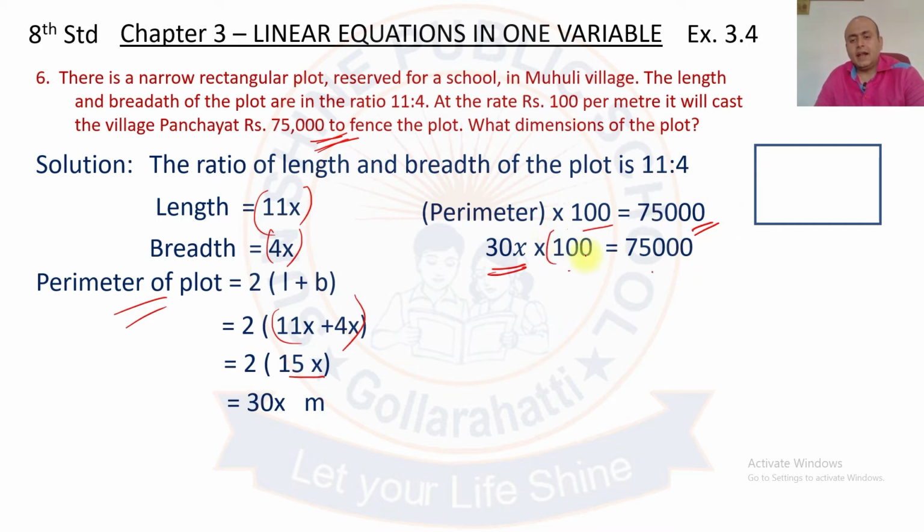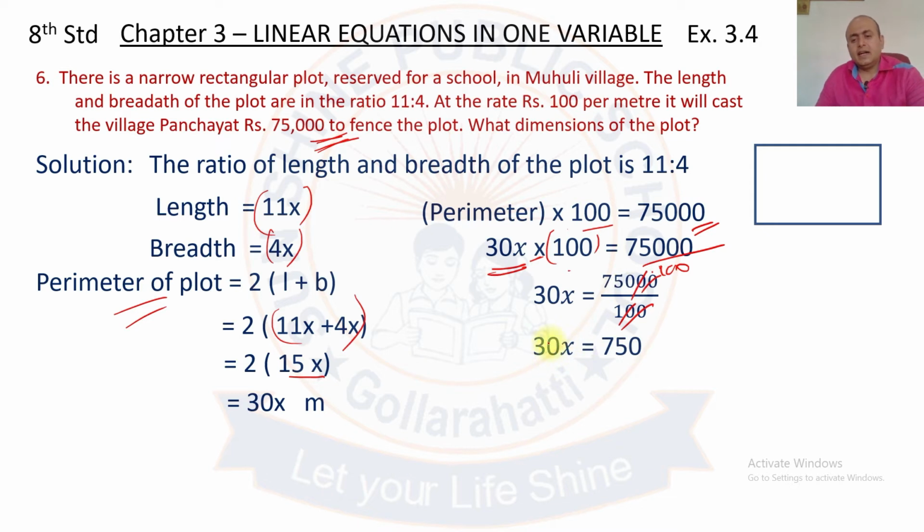Here 100 is being multiplied, which means you have to divide by 100. So now divide 75,000 by 100. Therefore 30x is equal to 75,000 by 100. Cancel two zeros, the remaining is 750. So 30x is equal to 750.